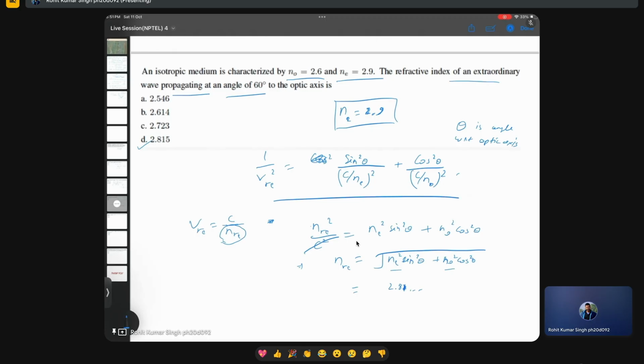This you have to keep in mind. This formula is very important. Any question?